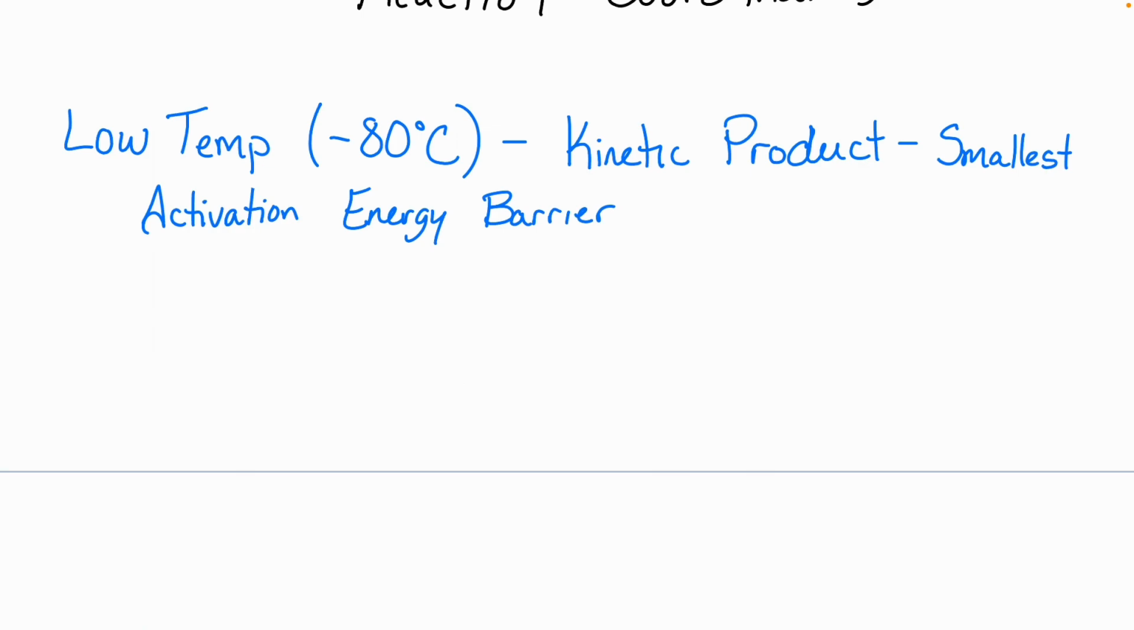Because resonance is just necessarily going to increase the height of that activation energy barrier, your kinetic product will always be that 1,2 adduct. It just forms quicker than the other product.